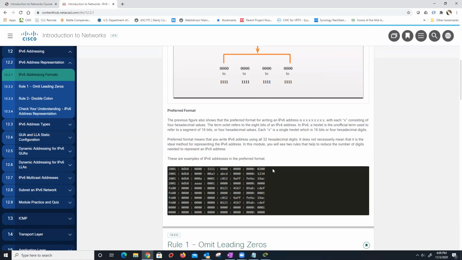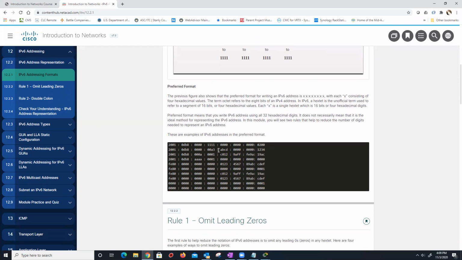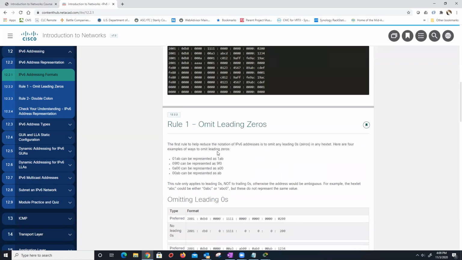But we've got all kinds of ways of making this shorter. So we've got some rules you're going to need to learn in order to shorten these addresses, make it easier for you to type in, and also just easier to actually look at. So first off, we can always omit leading zeros.